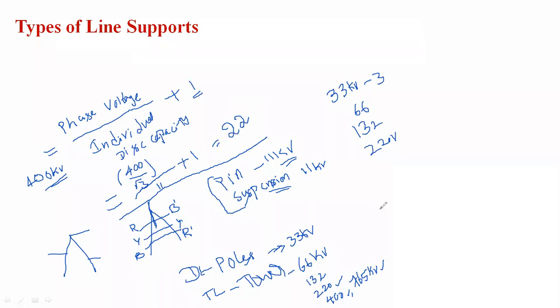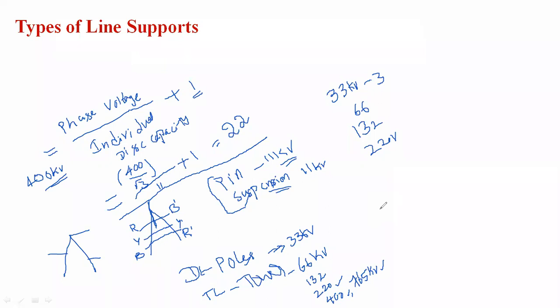Rounding off the digit: if you get 0.5, round off to the next higher value. If it is less than 0.5, you can round off to the lower value. That is how we choose the number of discs connected in series over a transmission line, based upon the line capacity, either 220 kV, 400 kV, or 765 kV. Here we consider the phase voltage divided by the individual disc capacity plus one additional or spare disc.